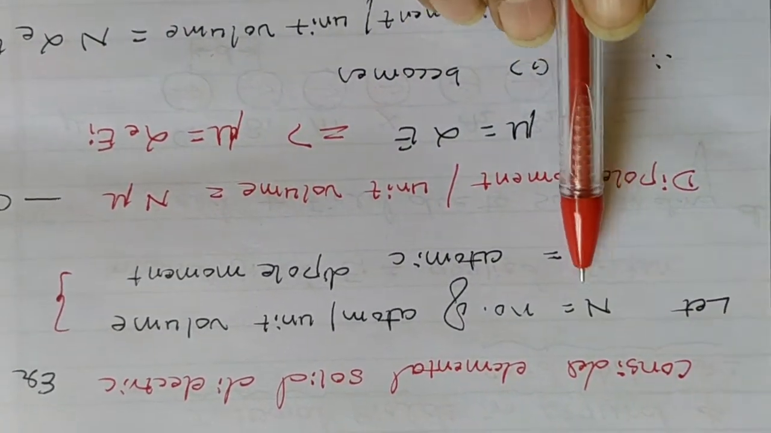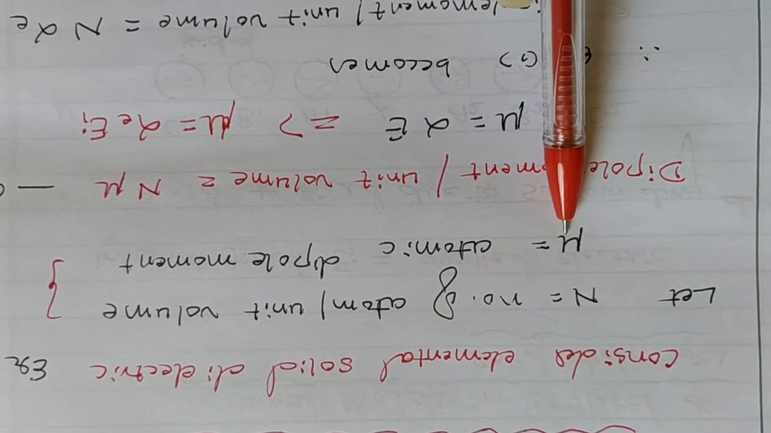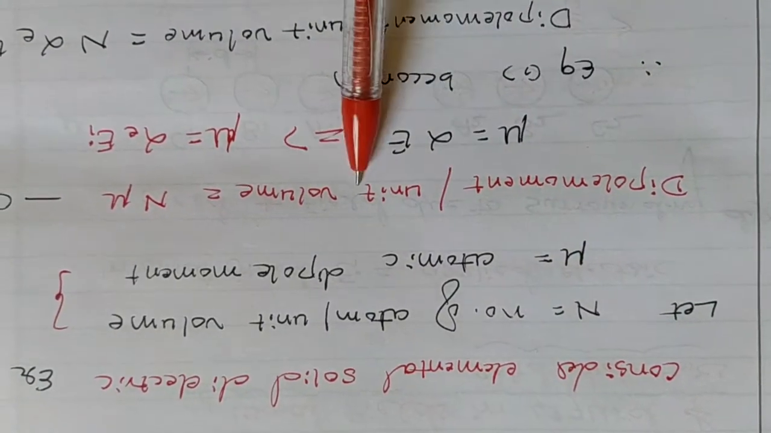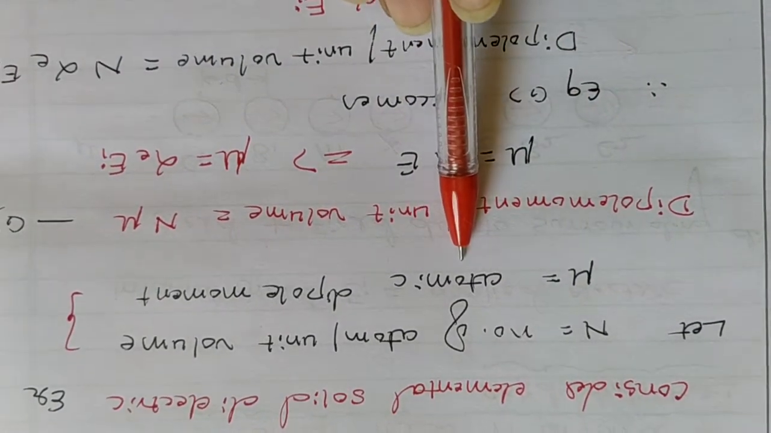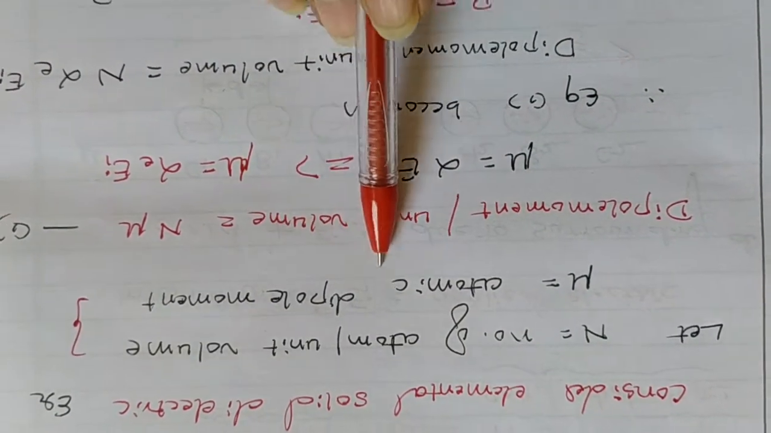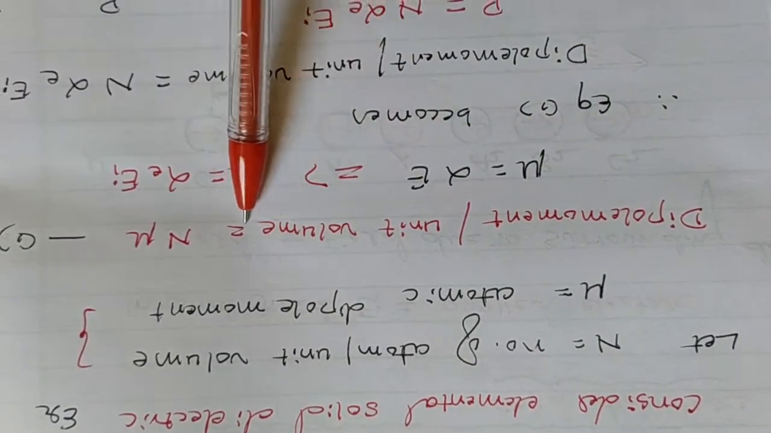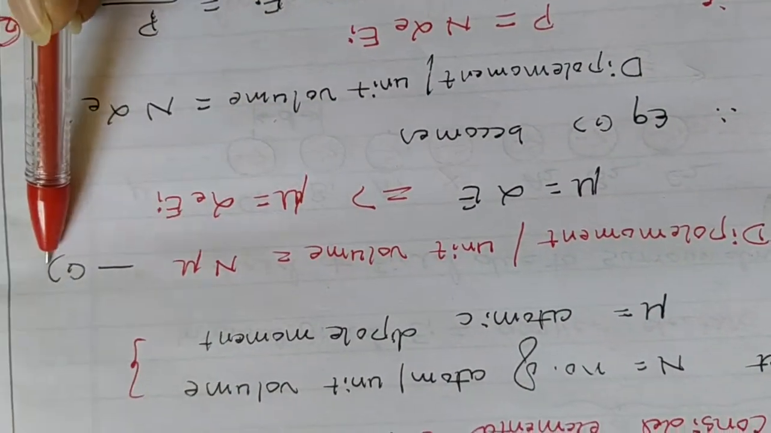Okay, now if I multiply n by mu, what will happen? What is n mu there? The dipole moment per unit volume. N is the number of atoms per unit volume, multiplied by the atomic dipole moment on each atom. So that gives the dipole moment per unit volume, n into mu. Take it as equation number 1.